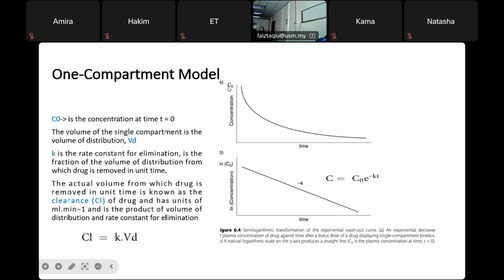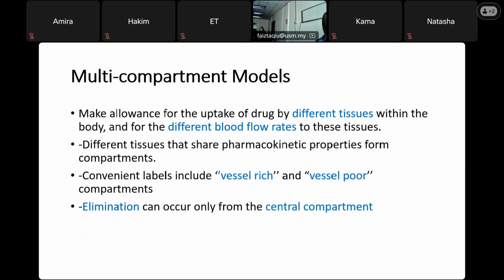equation. Where C0 is the concentration at time 0, and K is the rate constant for elimination, actually the fraction of volume of distribution from which drug is removed in unit time. And this volume is related to the clearance, where the clearance can be obtained from the product of the rate constant and the volume of distribution. So pay attention to these parameters.